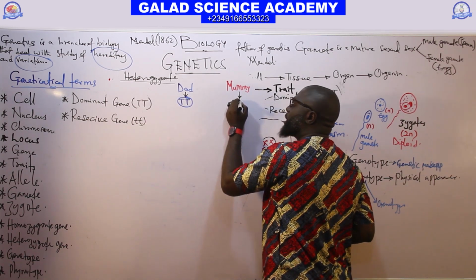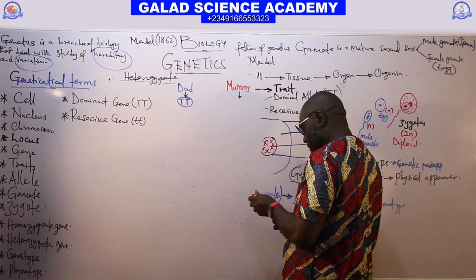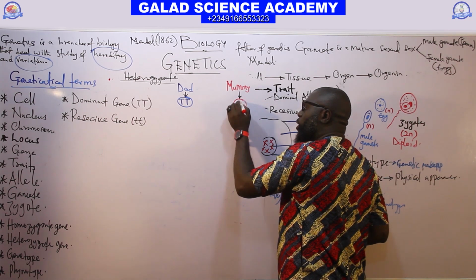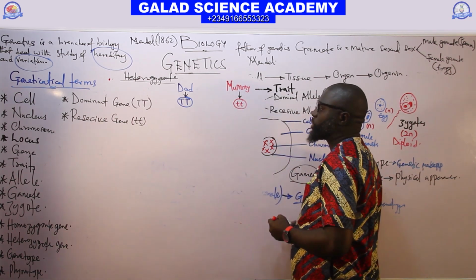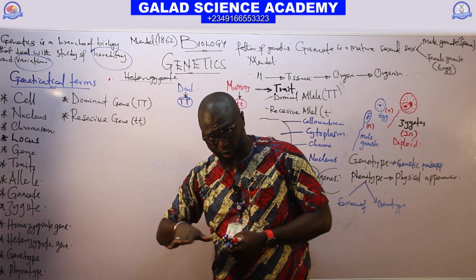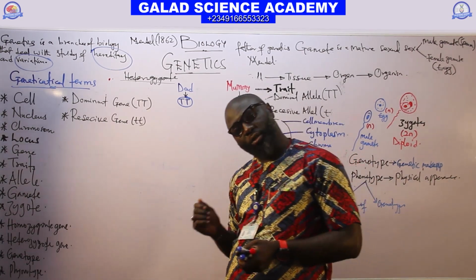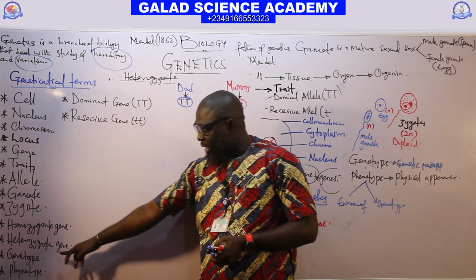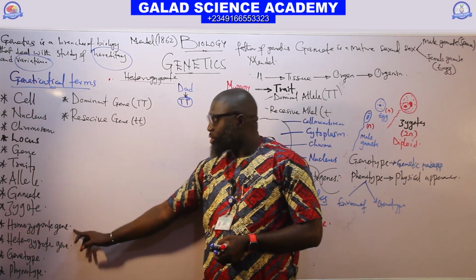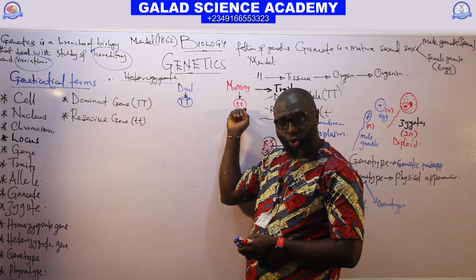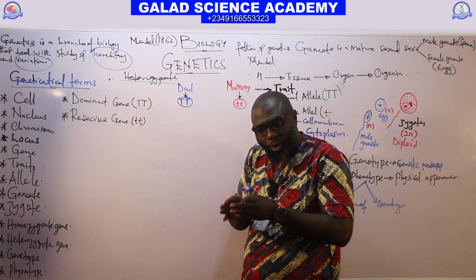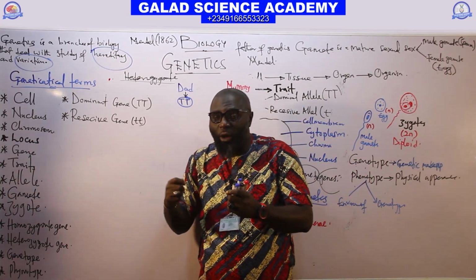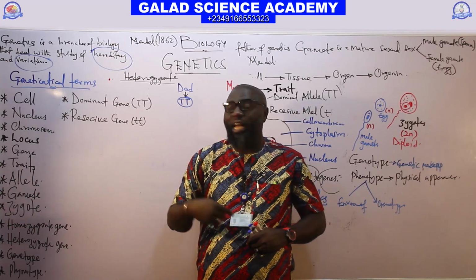Assume that my mom is very short, both inside and outside. That means homozygous short. We have done homozygous and heterozygous. So my mom is homozygous short, small t, small t. Both inside and outside, she's short. My dad is homozygous tall, both inside and outside he is tall.